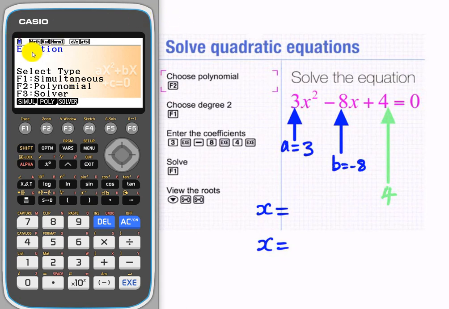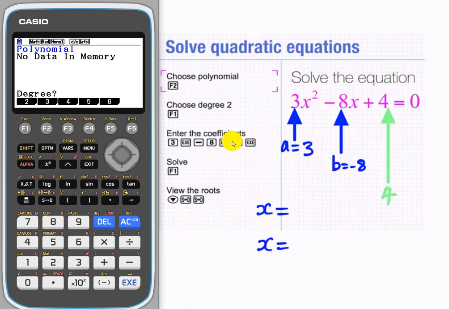You can see equation there in blue, and the equation is a quadratic equation. That means it has a number x squared, a number x, and a number. So it's a polynomial. Poly means many, so more than one value for x. So we press F2. It's a polynomial. What's the highest degree of x? The highest power of x is 2. So we press F1 for 2.